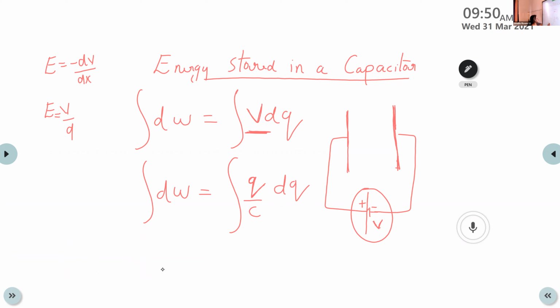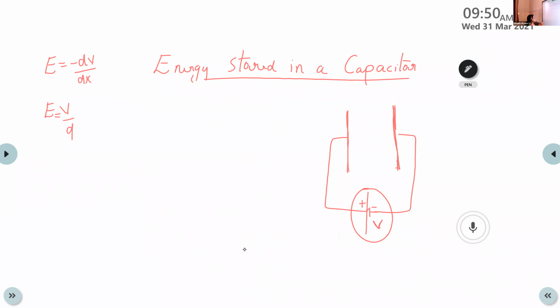So here the integration varies from 0 to capital Q. When you study this integration, it becomes clearer to you. So integral dW is equal to integral from 0 to Q, Q by C dQ. Once again, I will write it: integral dW is equal to integral 0 to Q, Q by C into dQ.